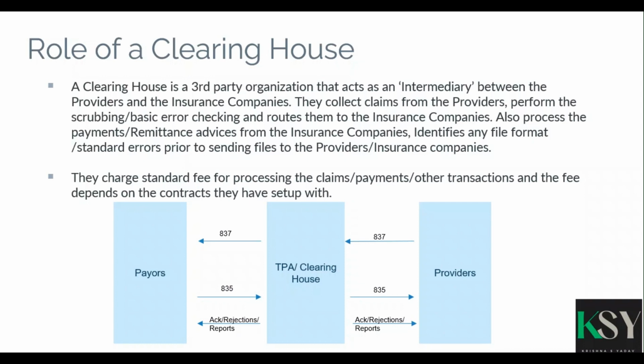So what do they gain out of this? They do charge a nominal standard fee for processing the claims, payments, or any other transactions, depending on the contracts that they are set up with. Even though we are seeing just 837 and 835 transactions here, a clearinghouse would also take care of, in some cases, these 270, 271, the 276, 277, and the 278 transactions as well.